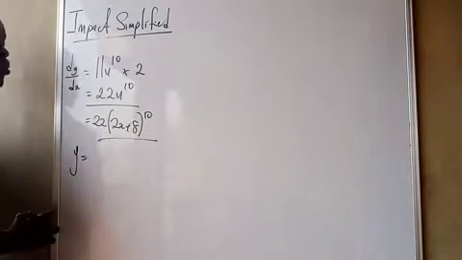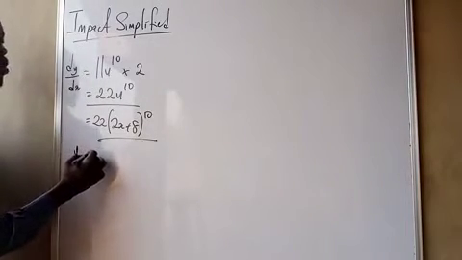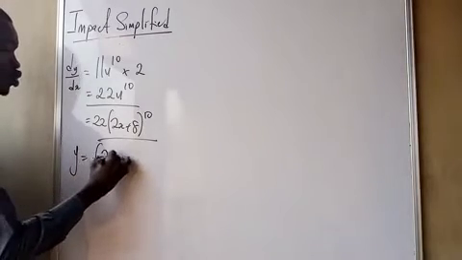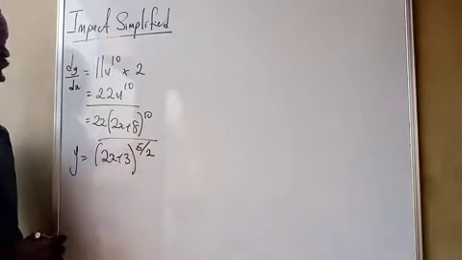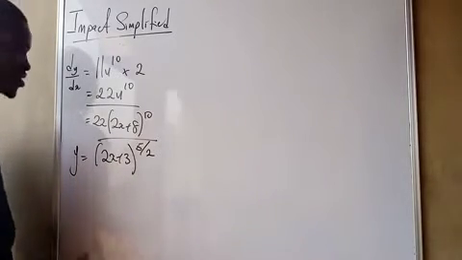Now for us to solve further, let's look at this. We have y is equals to 2x plus 3, a power of 5 over 2. Wow. So how can we solve this? Still the same process.